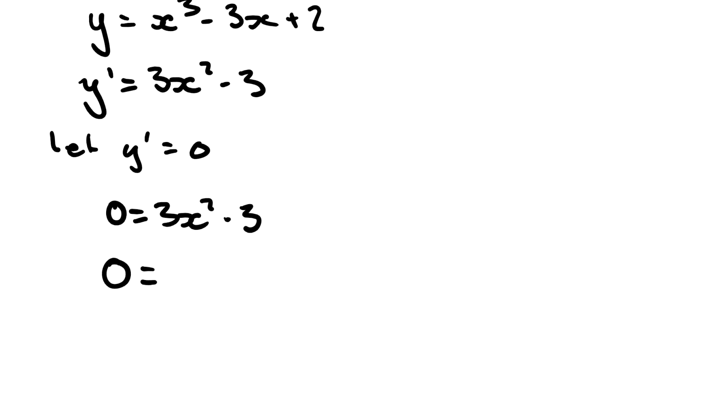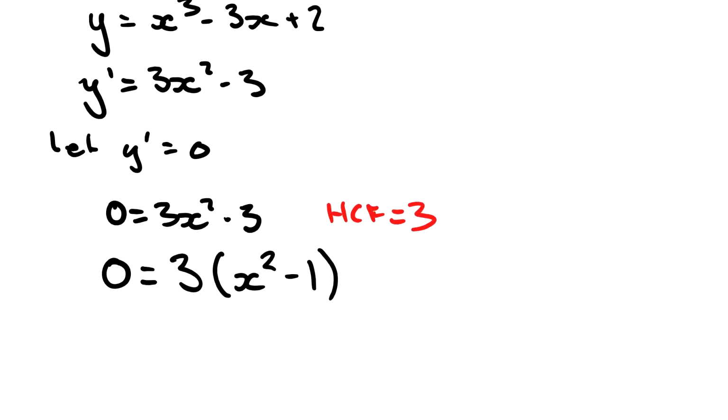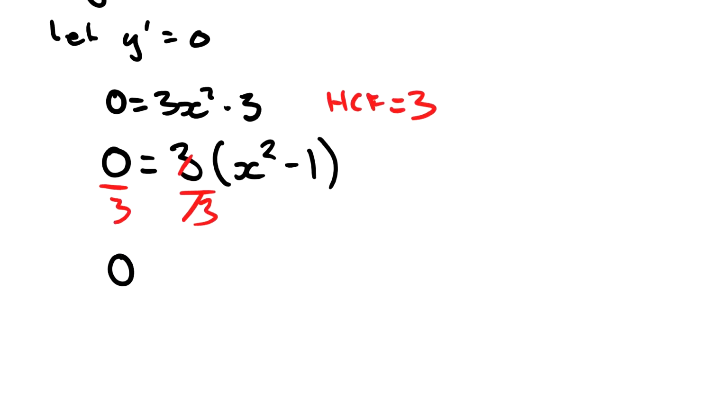So we get 0 equals, so I'll write it HCF equals 3. So we get 3 times x squared minus 1. I can then divide by 3. And since 0 divided by 3 is still 0, I'm left with 0 equals x squared minus 1. And you'll notice that both of those are square numbers. So that means this is the difference of two squares.